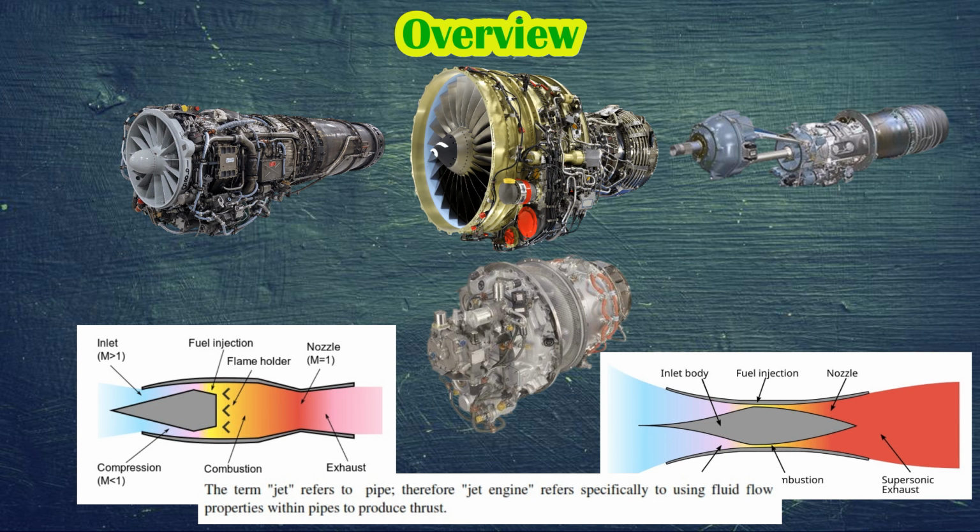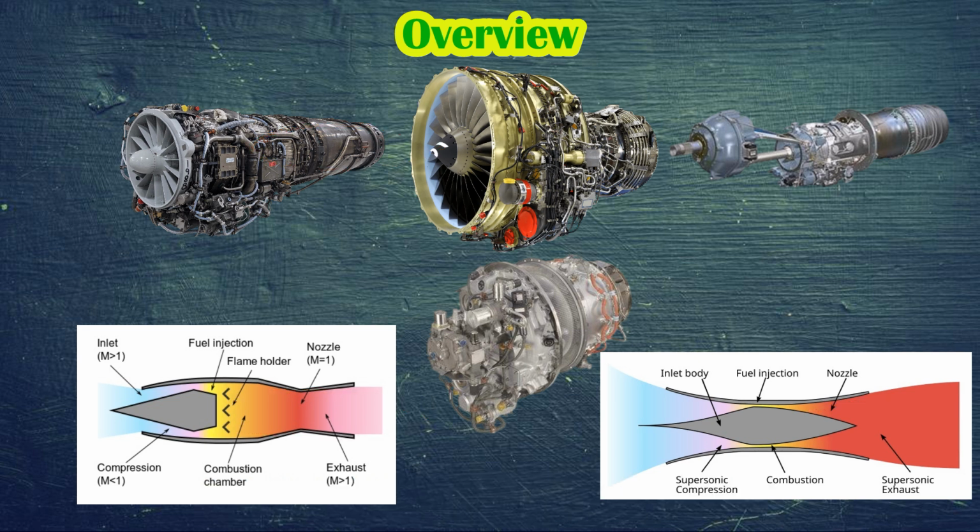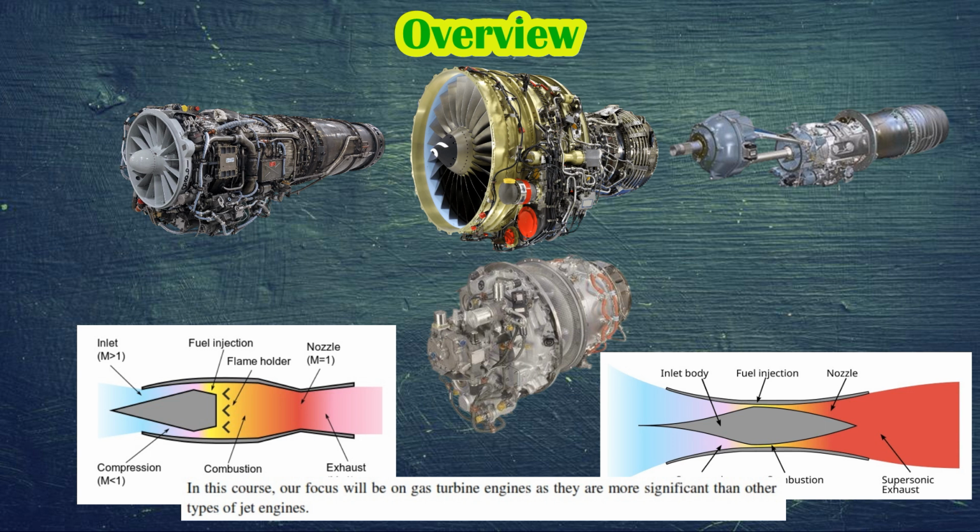The term jet refers to pipe. Therefore, jet engine refers specifically to using fluid flow properties within a pipe to produce thrust. In this course, our focus will be on gas turbine engines, as they are more significant than other types of jet engines.